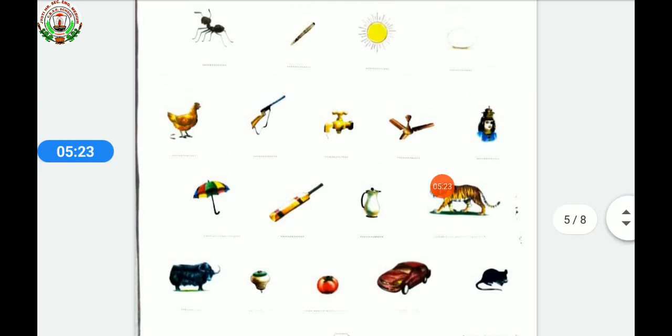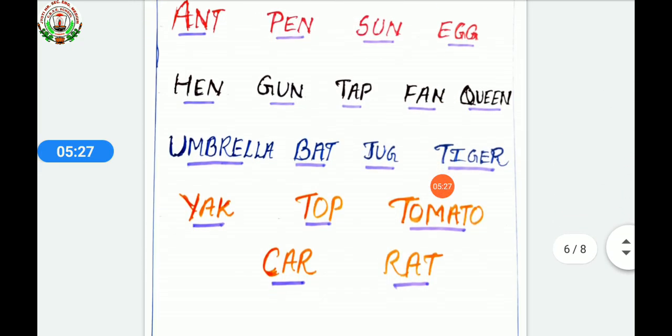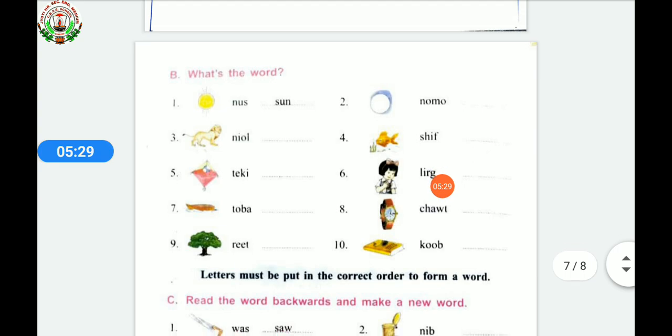The answers are given below. You can see and write down from here. Let's move to the next question.